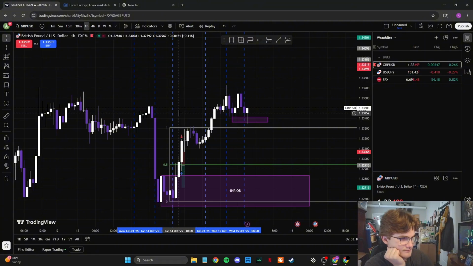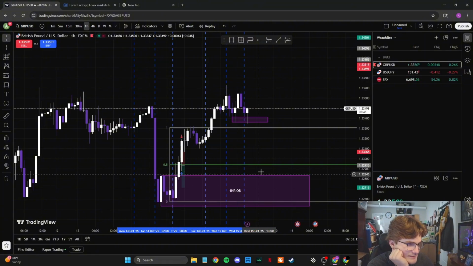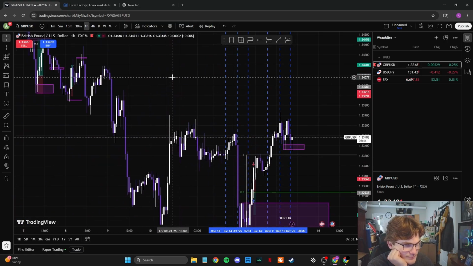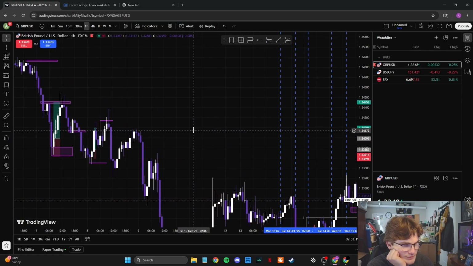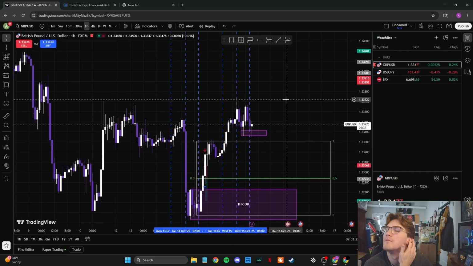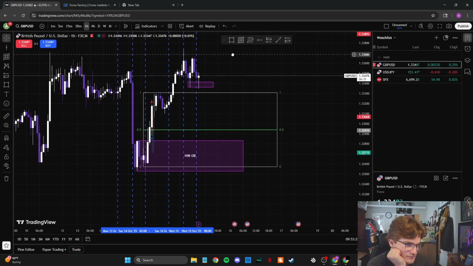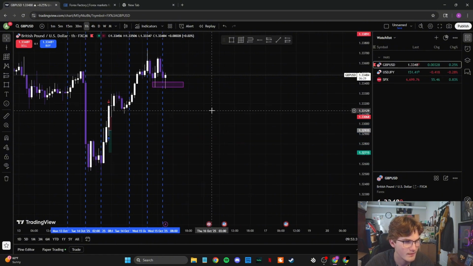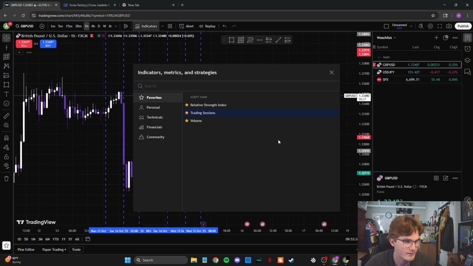There's no fair value gaps for bearish to come back up into. There's nothing from way up here. So we're not even going to look at the bullish stuff, honestly. Now let's look at the sessions.